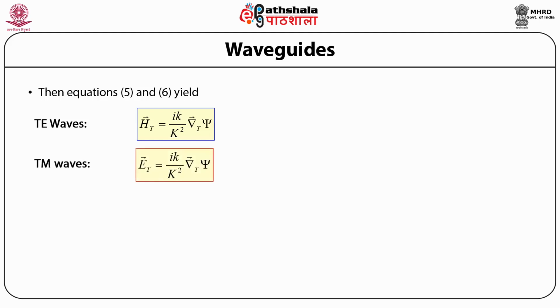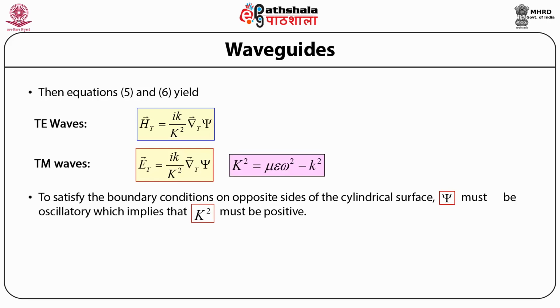And for the transverse magnetic waves, it is given as the transverse component of the electric field is equal to iota times k by capital K square, times the transverse component of the del operator acting on the wave function psi, where capital K square is equal to mu times epsilon times omega square minus k square. And in order to satisfy the boundary conditions on the opposite sides of the cylindrical surface, the wave function psi must be oscillatory, which means that the capital K square that we have defined above must be positive.